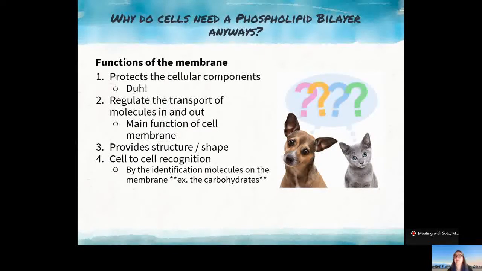It also helps provide some structure or shape to keep everything in that cytoplasm housed. And it also helps on cell-to-cell recognition. So you are able to identify molecules that are trying to get in or out of the cell, like carbohydrates, like glucose and others that we mentioned earlier. So these are our four main functions of the phospholipid bilayer cell membrane.